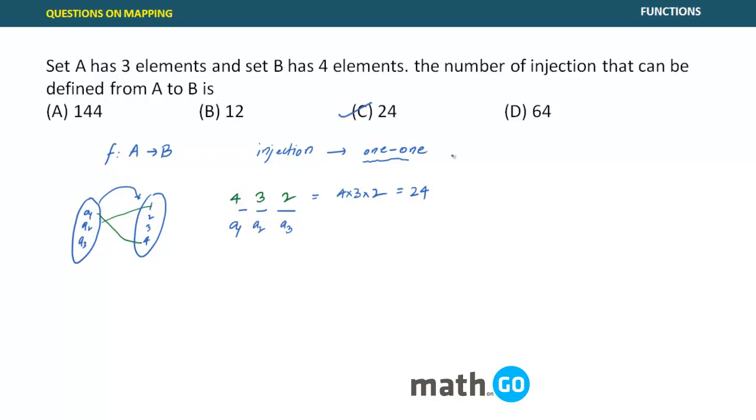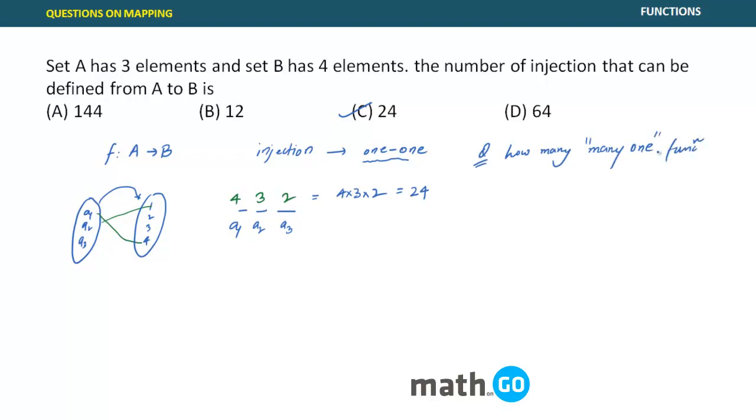I am much more interested in the other part of it. Let's say I just change the question a bit. It says how many many-one functions are there? So how will you solve this now? How many many-one functions are there?